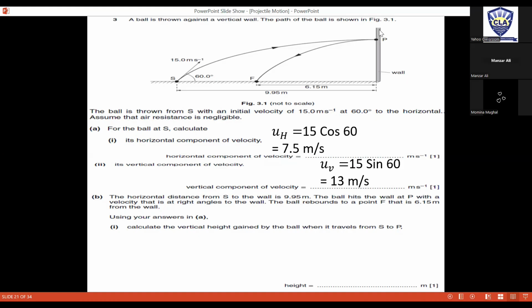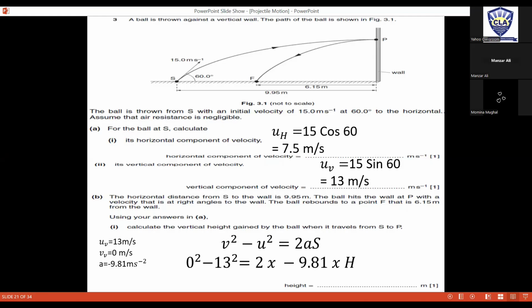Maximum height gained. Initial velocity is 13 because that is your initial vertical component. Final velocity will be 0 and acceleration will be minus 9.81. Use the formula v square minus u square is equal to 2as. If we simplify, we can find the value of maximum height gained.